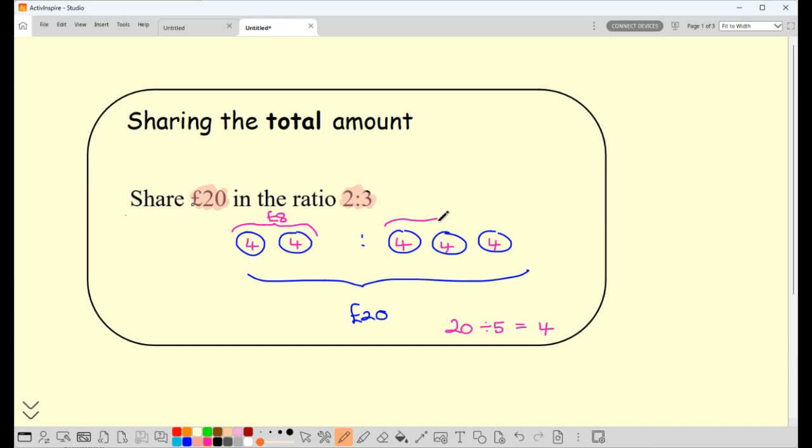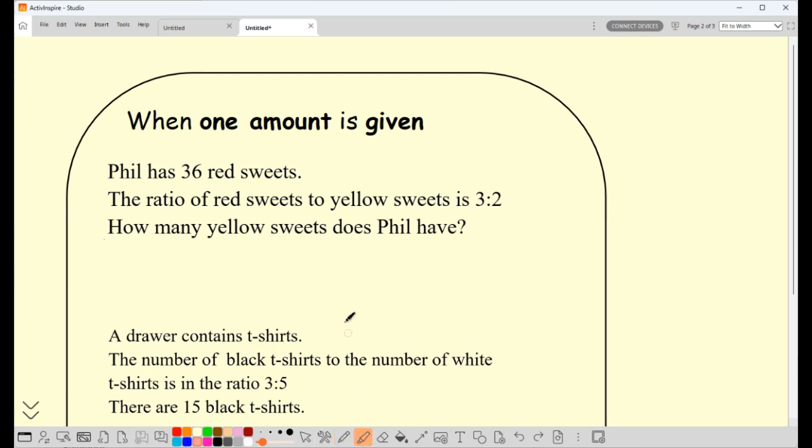So on the left, 2 times 4 is 8, and 3 times 4 is 12. Check your answer. Do they add up to £20? Yes, they do. The next style is when one amount is given.